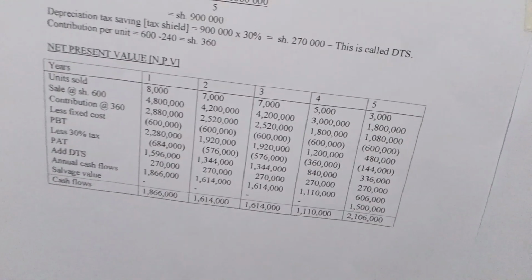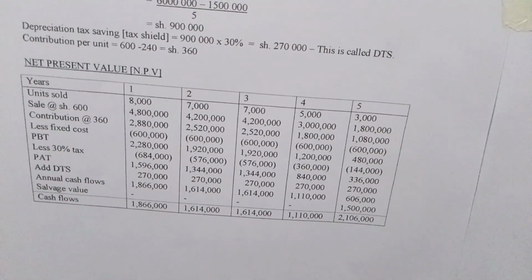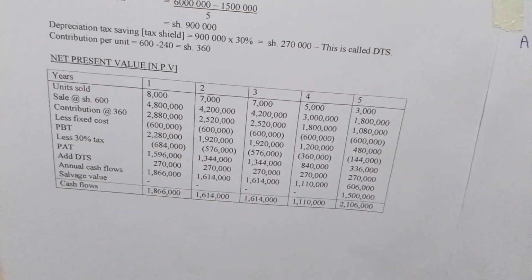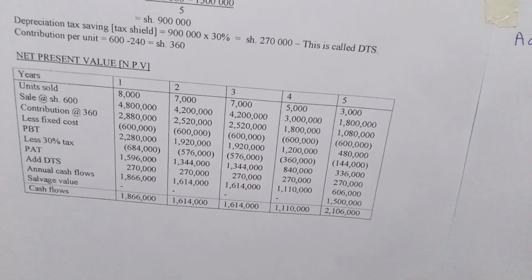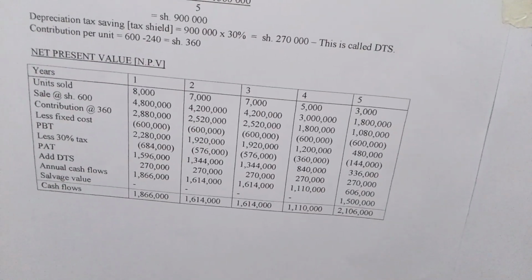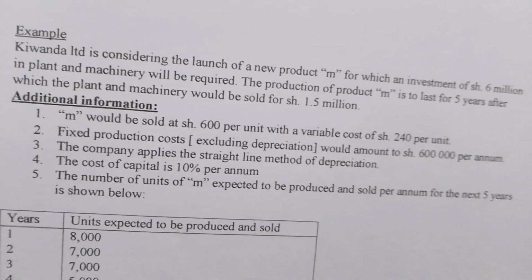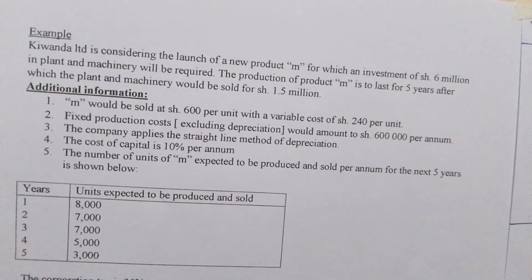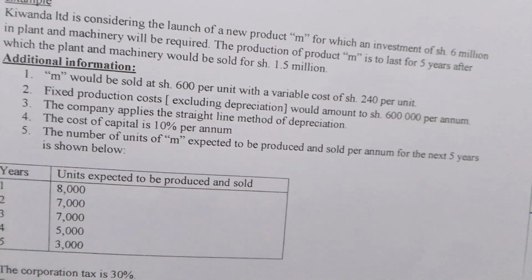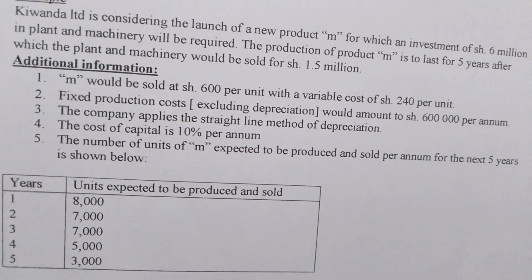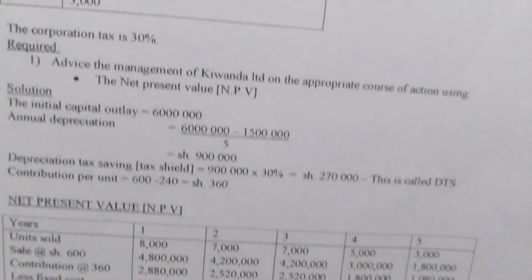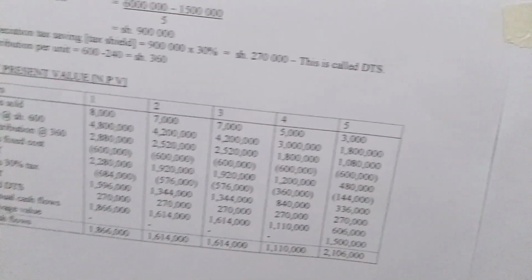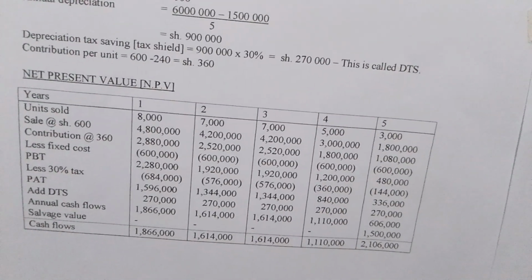Even though this machine will generate 606,000, in year 5 the machine will be sold at a scrap value, and we will generate 1.5 million shillings. And that is what we had been told at the start of the question: the production of product M is to last for 5 years, after which the plant and machinery would be sold for shillings 1.5 million. So the 1.5 million is an additional cash flow as far as year 5 is concerned.